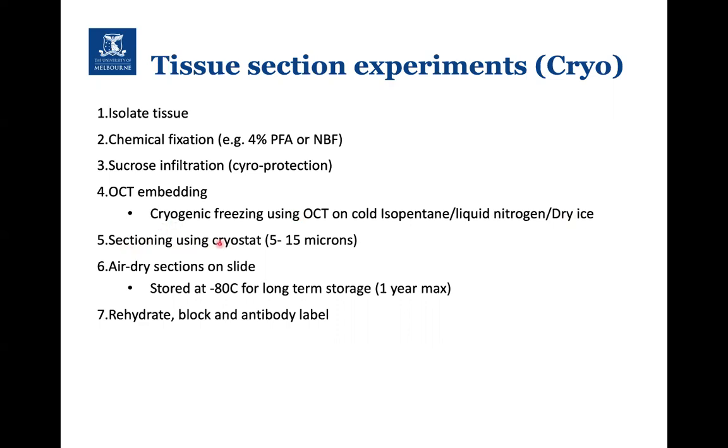We'll then section using a specialist microtome called a cryostat, in which everything is kept at very low temperature, and again in that 5 to 15 micron section thickness. We can air dry these onto a slide, and then we can store those if we need to for the long term, up to a year at minus 80 degrees C. Once you're ready to do the staining, you just rehydrate, again do the blocking step, and then go through the antibody labeling.